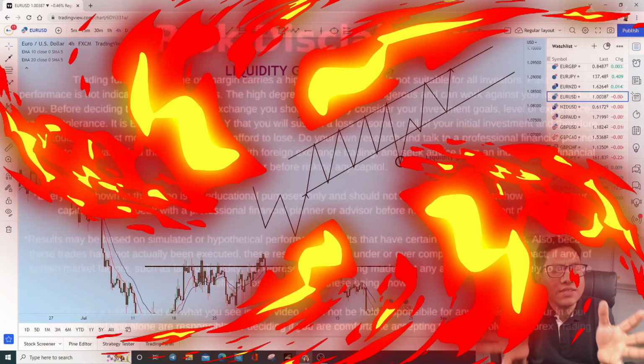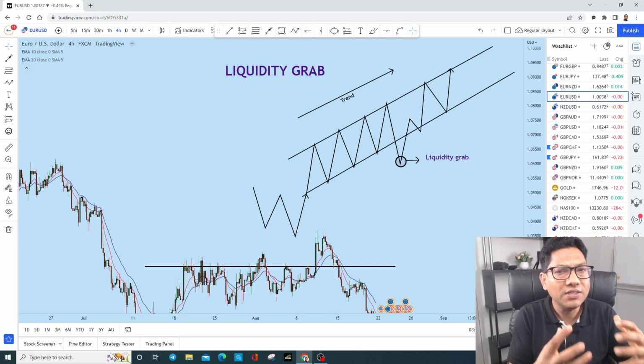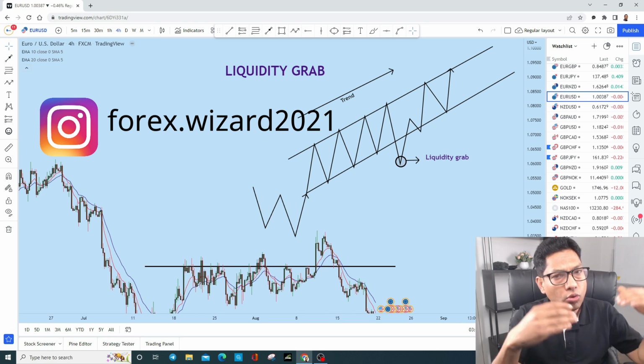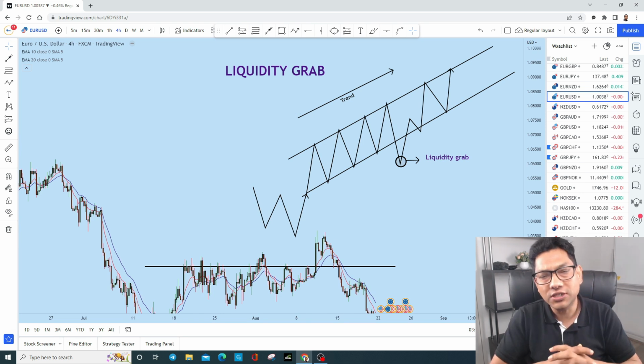Okay guys and girls, let's understand the theory behind the liquidity grab. What is the theory behind it, and then we'll look for all the signs and symptoms, and then we'll look at the chart to see how you can identify and trade the liquidity grab to grab the biggest trade possible.